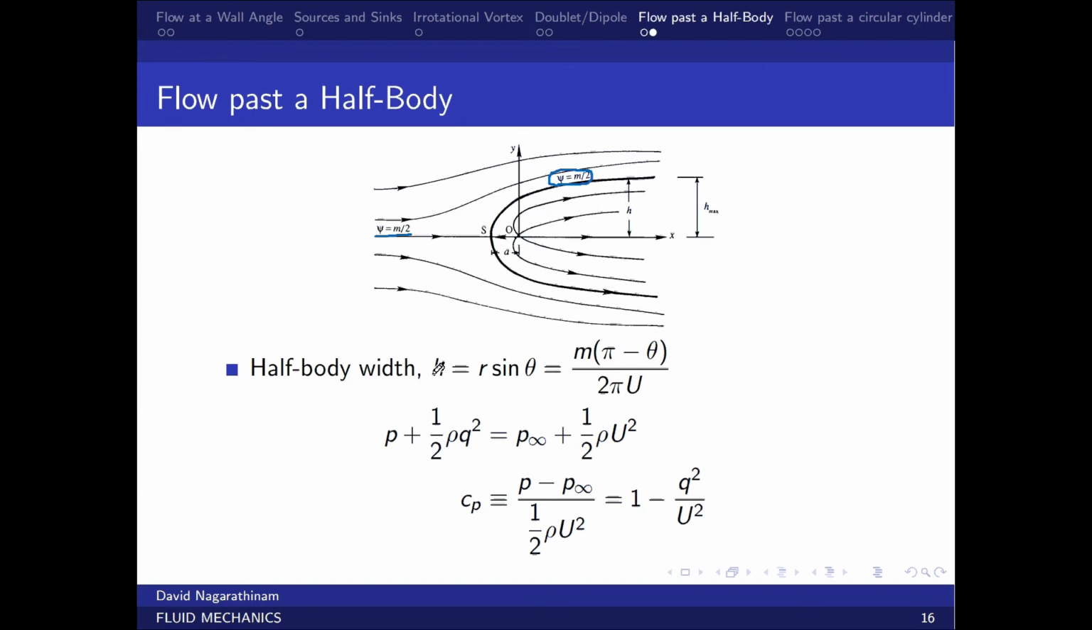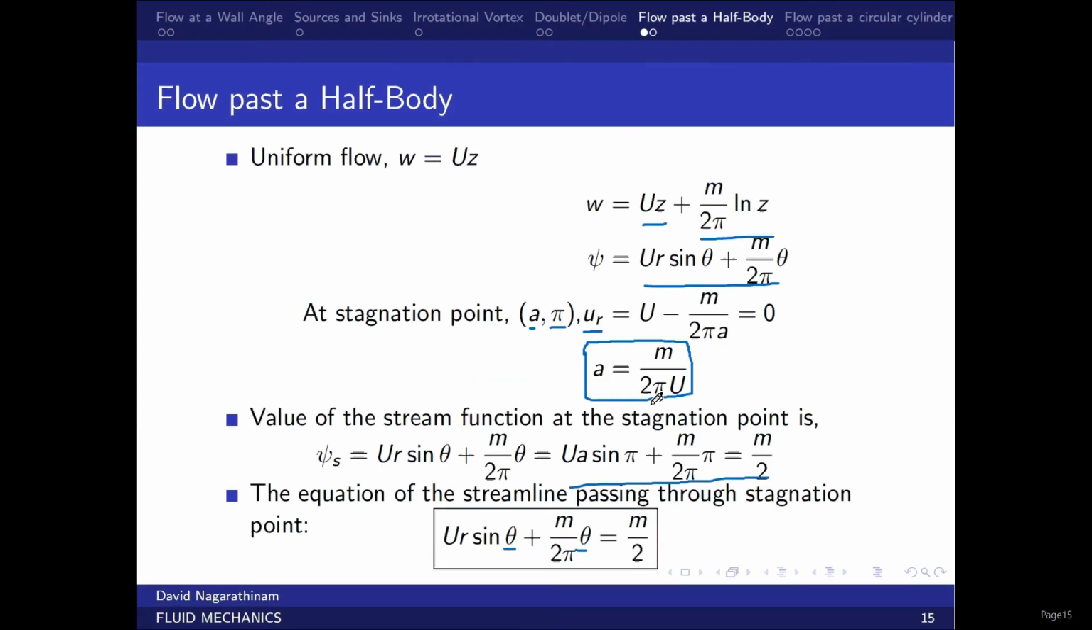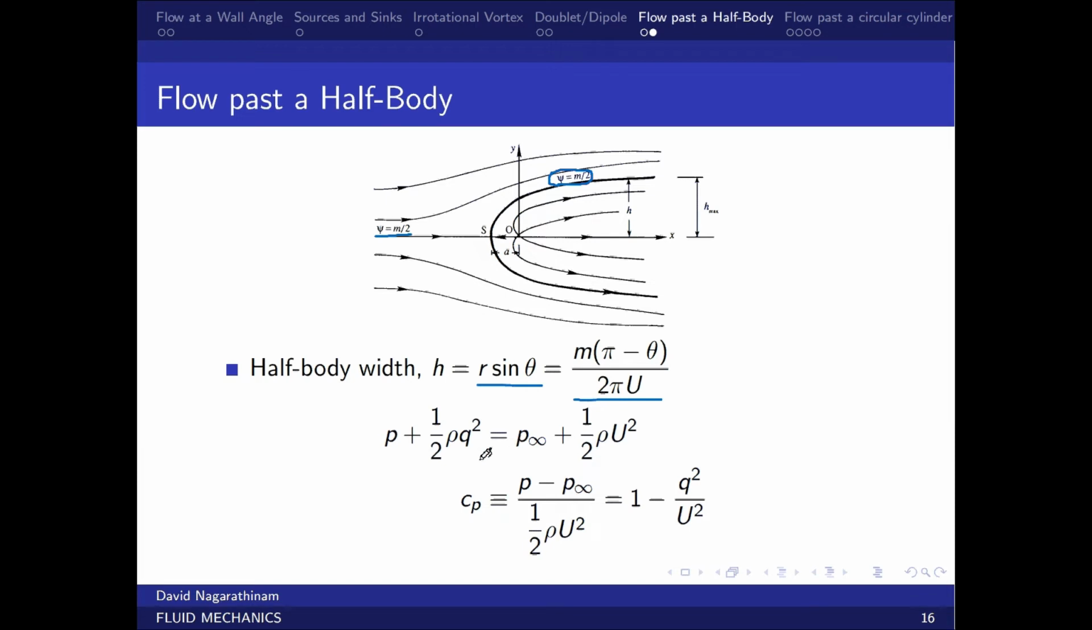Now, the half body width is represented by r sine theta, which is going to be equal to the functional form shown here. It can be essentially deduced from the equation of the streamline that is passing through a stagnation point. Now, from Bernoulli's equation, we know that P plus half rho V squared is equal to P infinity plus half rho U squared, where P infinity is the pressure at a point which is further away from the body.